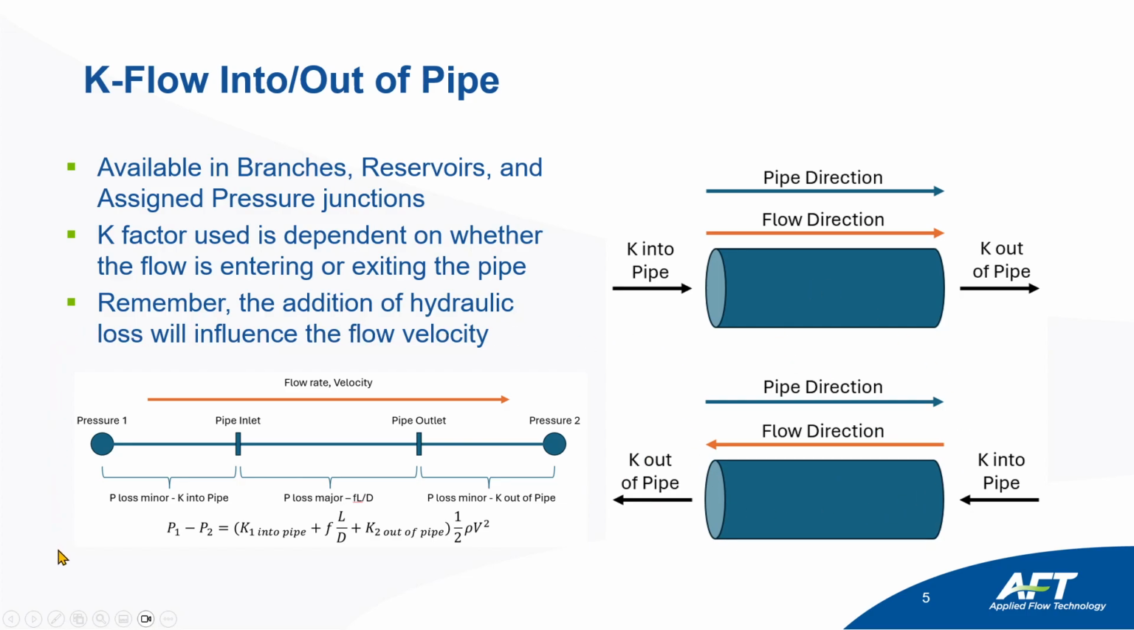To give a little bit more formalized way to look at this, if we have two pressure points, pressure 1 and pressure 2, pressure 1 will have the minor loss associated with the flow entering the pipe, coming to the pipe inlet, the pressure drop that is associated with the friction along the length of the pipe, and then the pressure loss of the flow leaving the pipe into whatever is pressure 2. So there's our equation for us, taking into account both the inlet and outlet minor losses as well as the important major frictional losses.